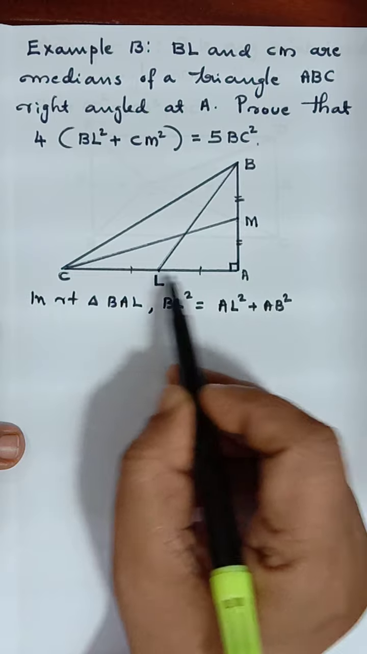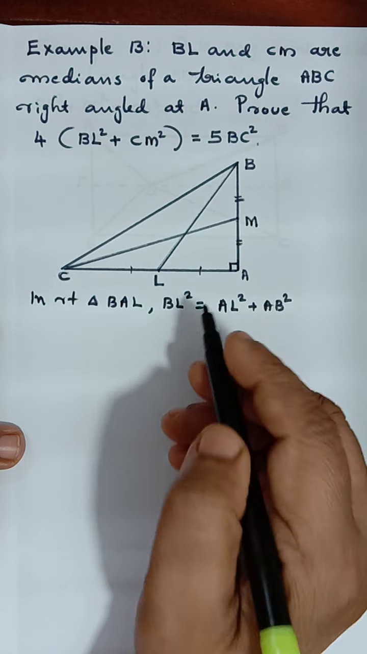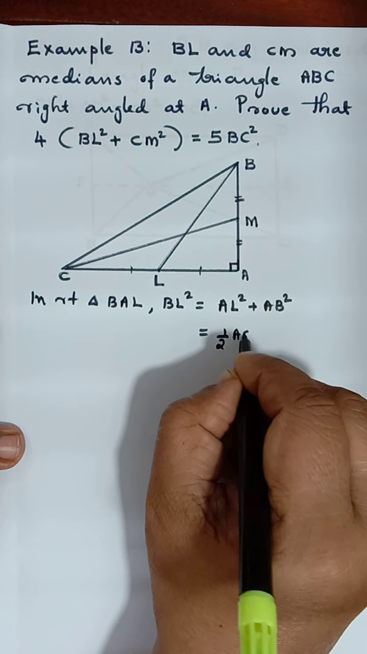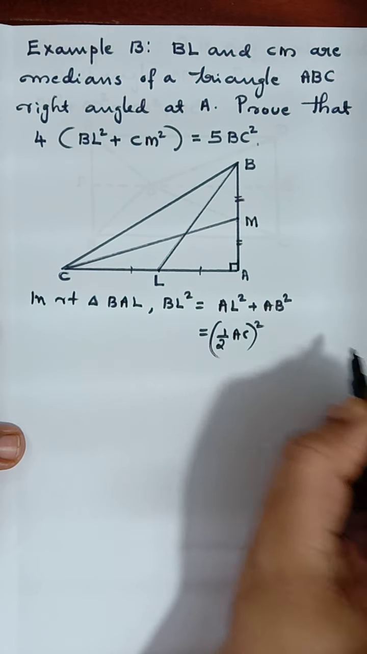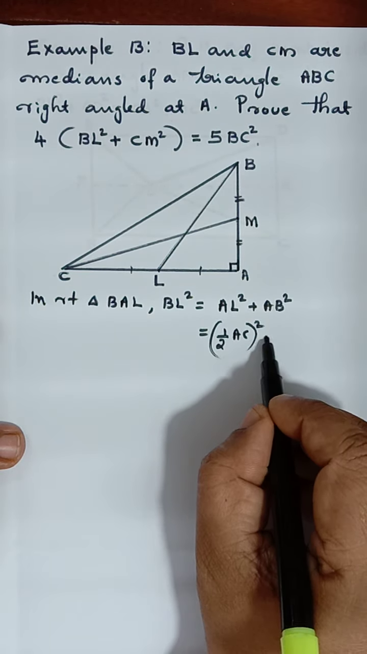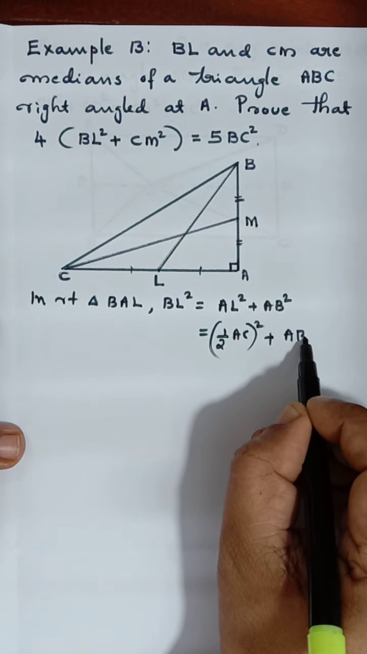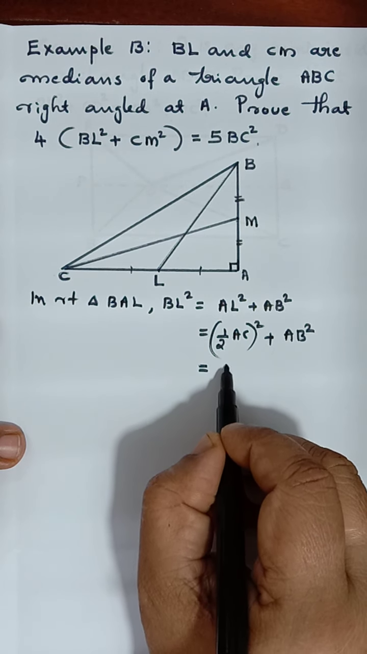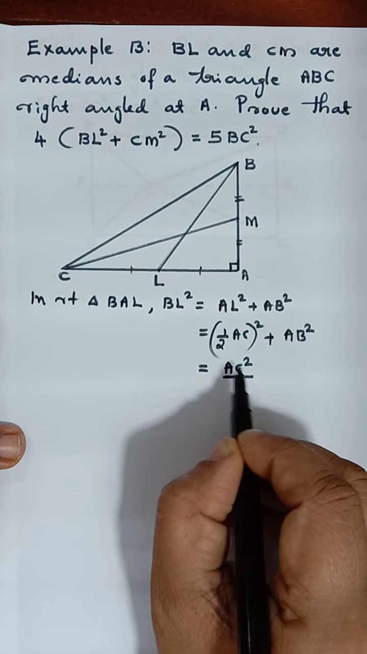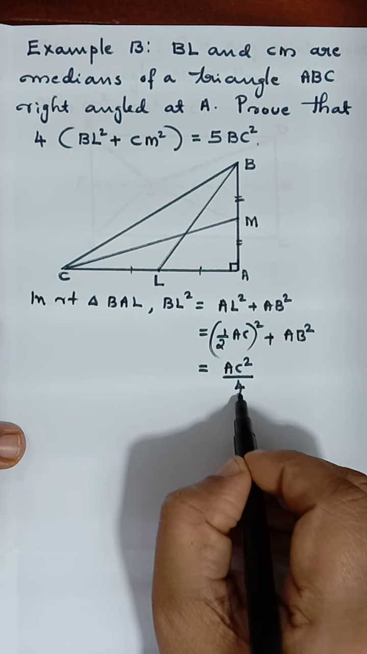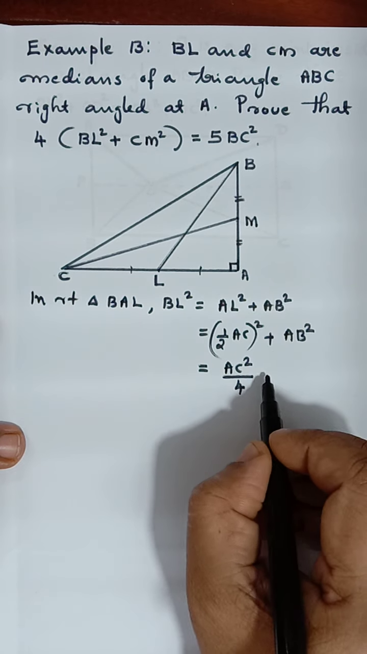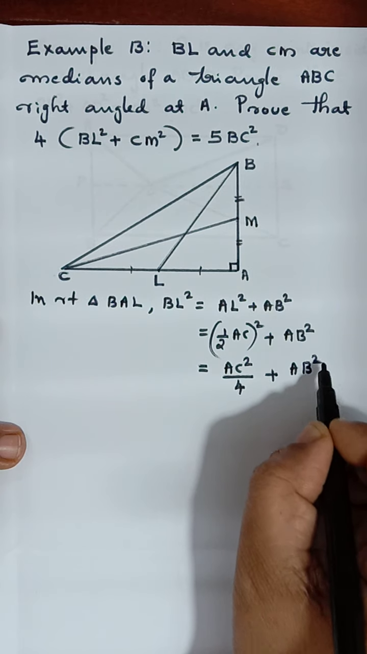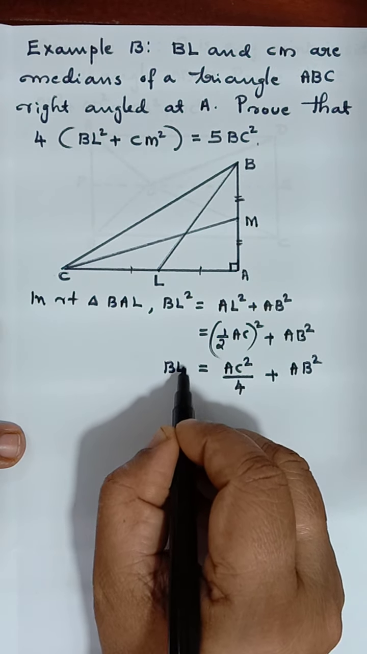AL is half of AC because L is the midpoint. So AL is half AC. So BL square will be half AC whole square plus AB square. Let us write it as AC square by 2 square, which is 4. That is 1 by 4 AC square, same as AC square by 4, plus AB square. That is our BL square.